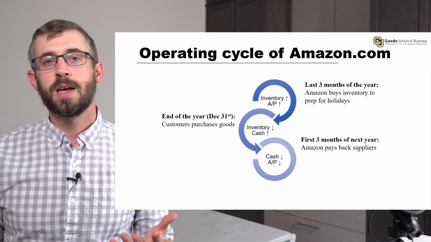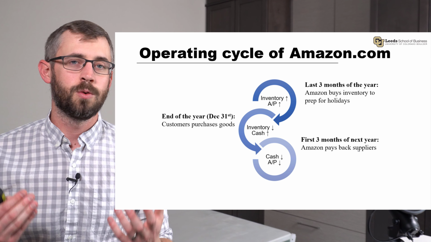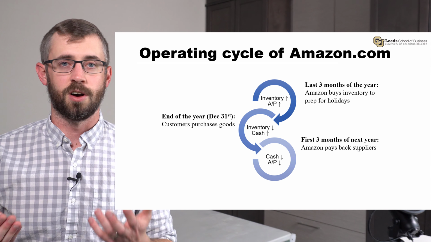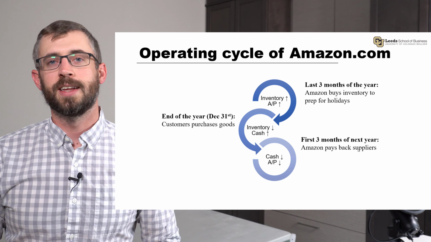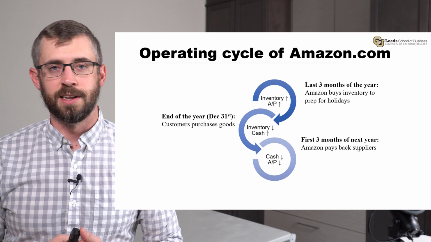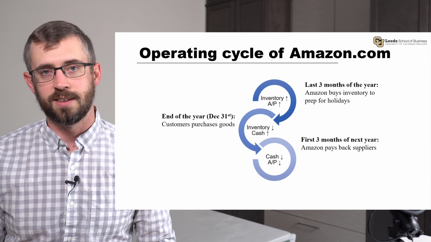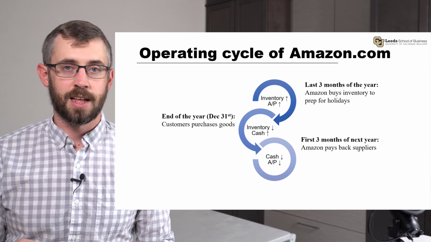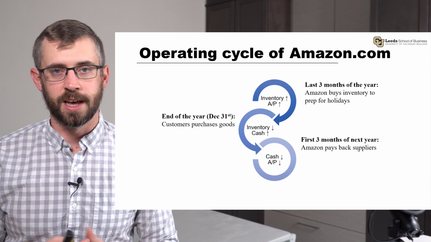So accounts payable is so important because it is usually one of the largest current liabilities on companies' balance sheets. So if we take a look at Amazon's operating cycle here, we can see leading into a holiday season, they know they're going to have a lot of sales, right? As people buy gifts.